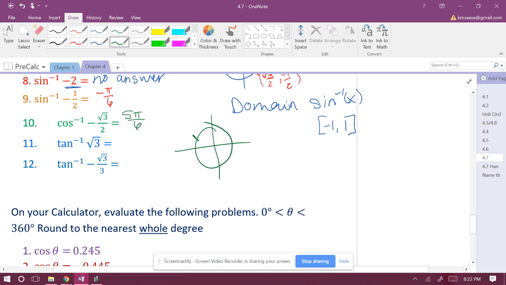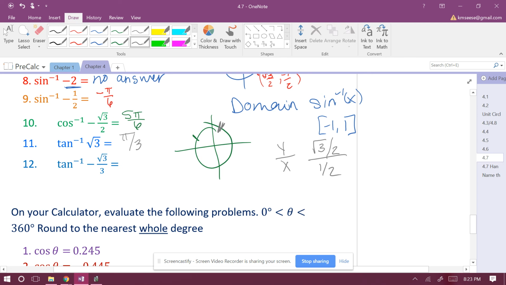For 11 and 12, you have to think a little bit here. Tangent is sine over cosine. So I need my y value over my x value to simplify to radical 3. So I need it to be a radical 3 over 2 and a 1/2. So where is my x value 1/2 and my y value radical 3 over 2? That is pi thirds.